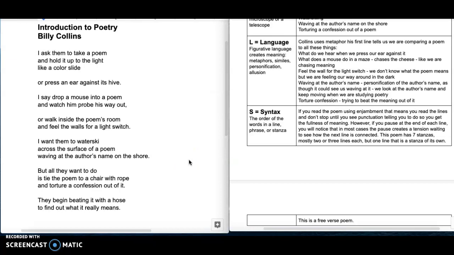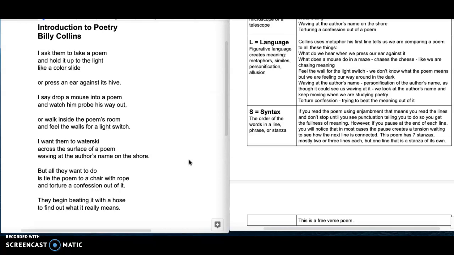I've already mentioned this once, but that idea is, when you walk into a dark room and you put your hand against the wall and you're feeling for a light switch, he's making the comparison that we should approach studying a poem that way, that we should sort of walk into it in the dark, but not be afraid to feel our way around until we find what it's trying to say to us.